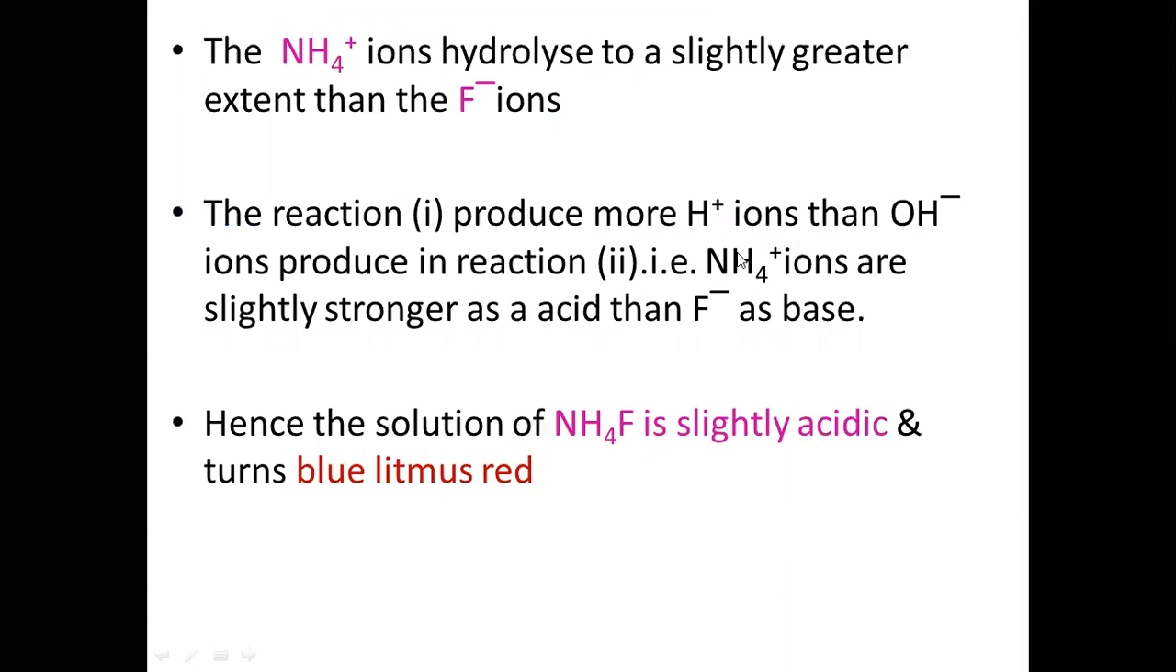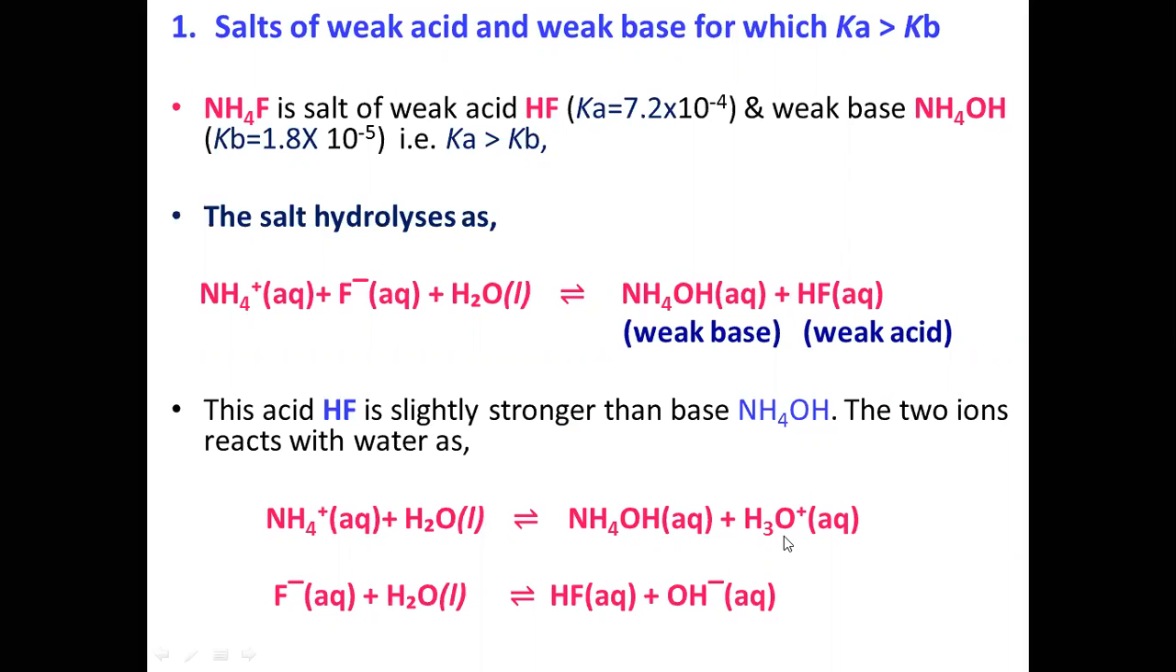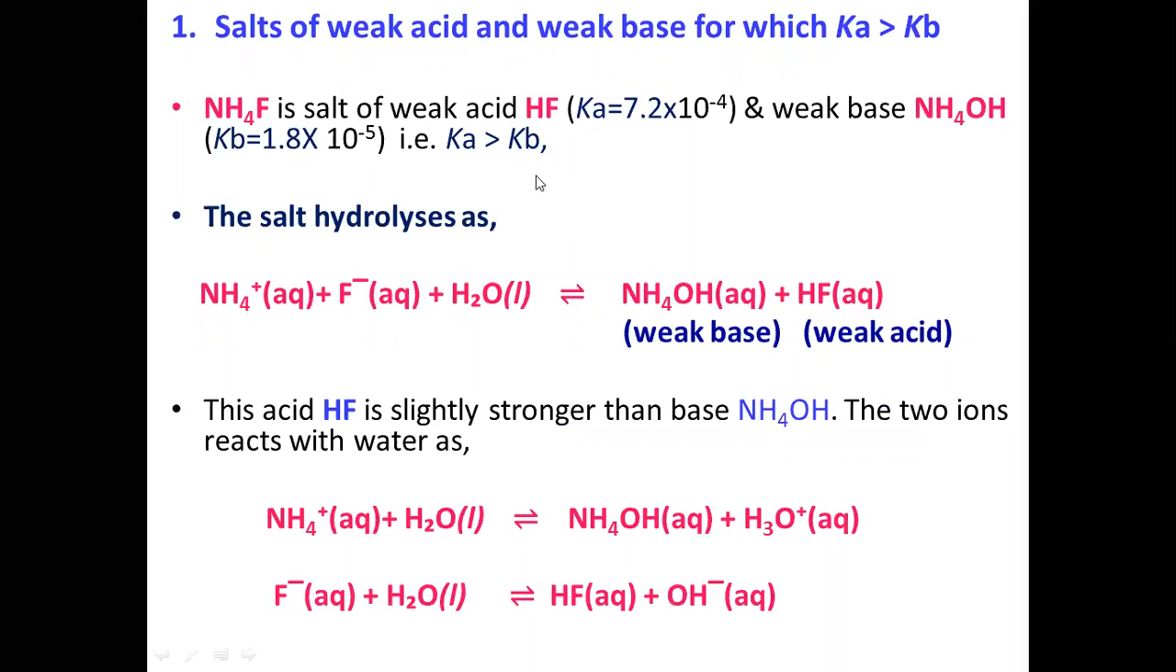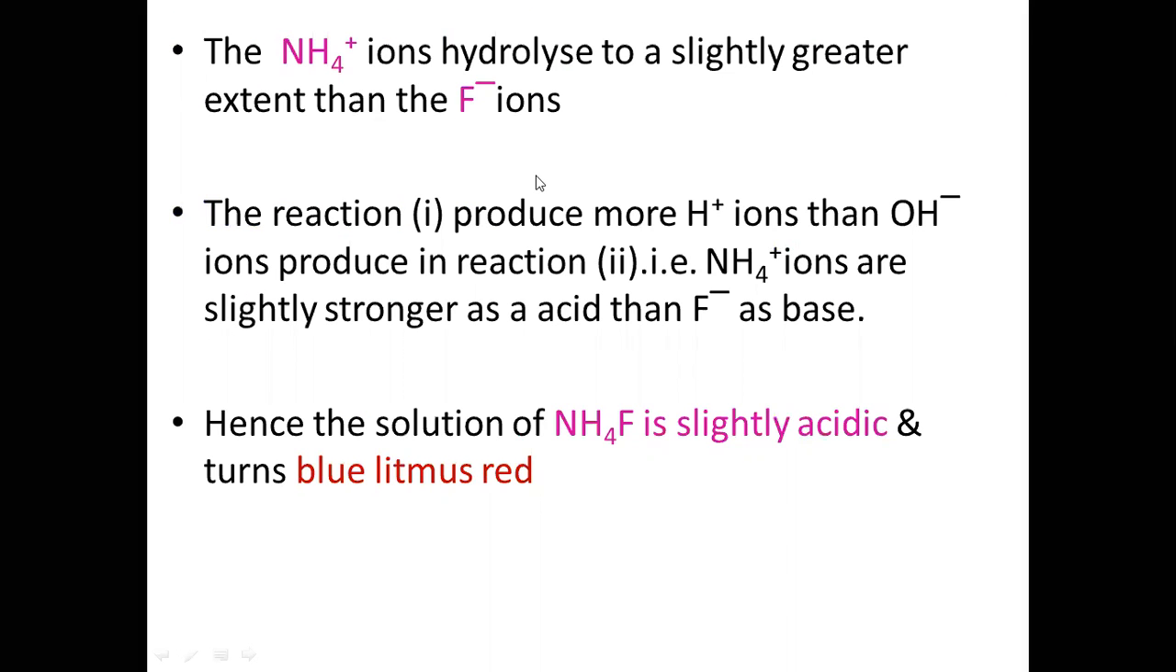Okay, so that means NH4 positive ions are slightly stronger as an acid than F minus ion as a base. Hence, more concentration of hydronium ion is present in the solution. So that's why the nature of solution becomes acidic in nature. And if we use blue litmus paper, then whenever it is dipped into this solution, it turns red. Okay, blue litmus paper turns red. So likewise, we can say that if the value of Ka is greater than the value of Kb, in that case, the nature of solution is acidic in nature. Okay, so this is the first case.